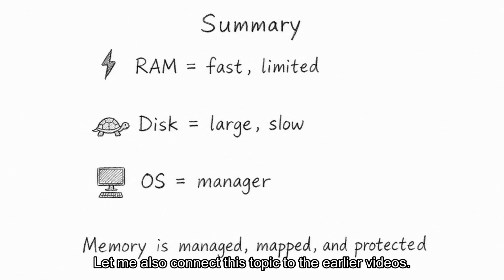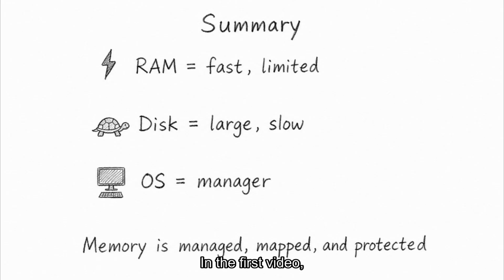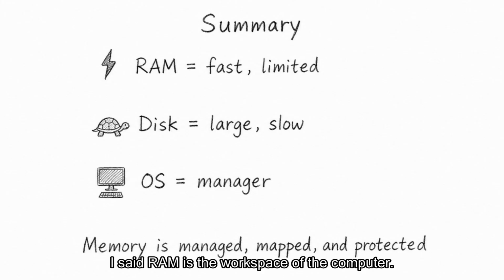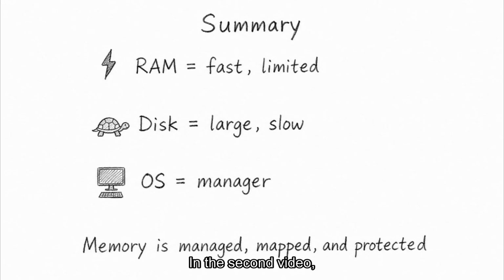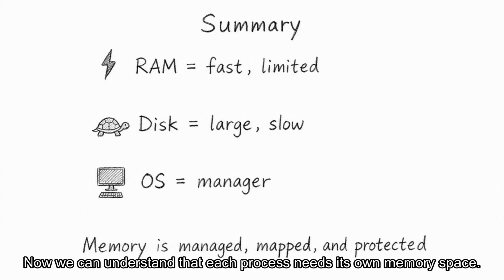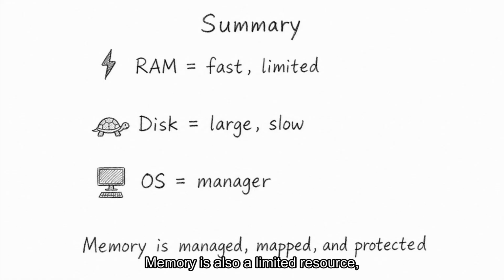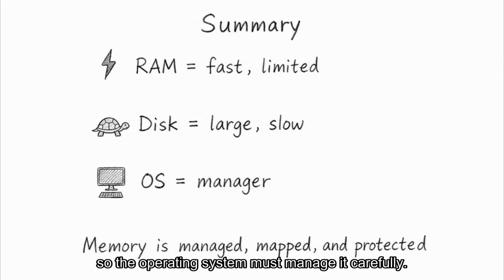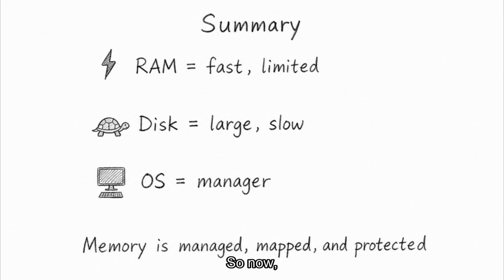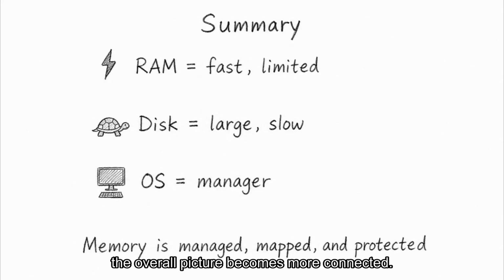Let me also connect this topic to the earlier videos. In the first video, I said RAM is a workspace of the computer. In the second video, I talked about processes. A process is a running program. Now, we can understand that each process needs its own memory space. In the third and fourth videos, I talked about concurrency and resource control. Memory is also a limited resource, so the operating system must manage it carefully. So now, the overall picture becomes more connected.